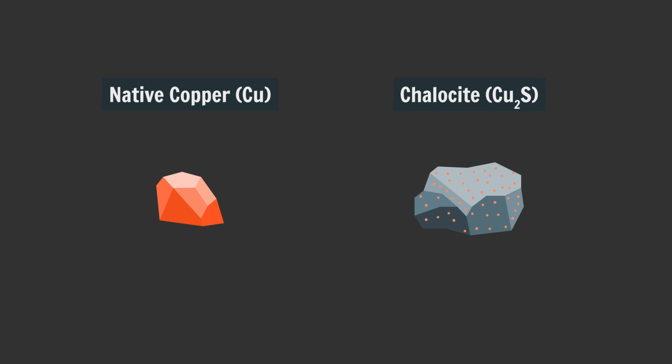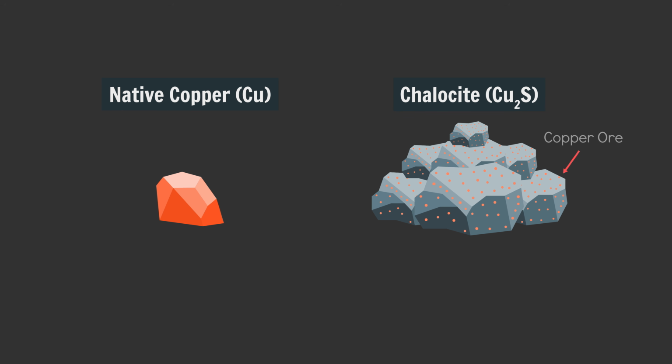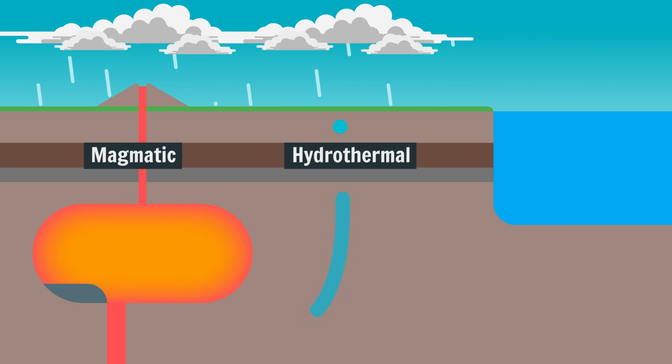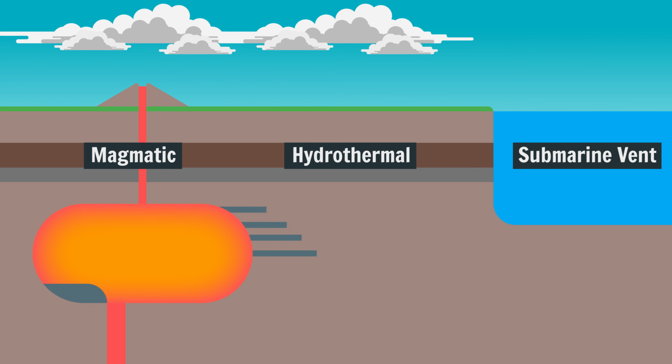When an economically significant concentration of ore minerals occurs, we call it an ore deposit. Ore deposits form in many ways and in general are associated with volcanic activity. In a magmatic deposit, ore minerals precipitate in a magma chamber. In a hydrothermal deposit, hot groundwater dissolves ore minerals and carries them away, precipitating them into the surrounding rock. And in submarine vent deposits, ore minerals precipitate on the seafloor via black smokers at divergent oceanic plate boundaries. So those are some of the ways ore deposits form.